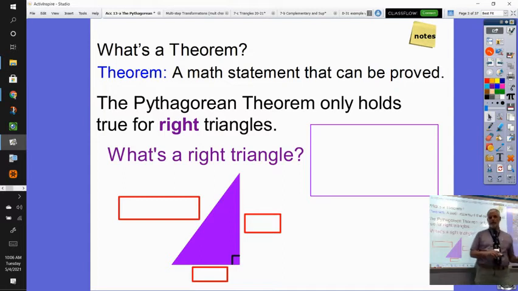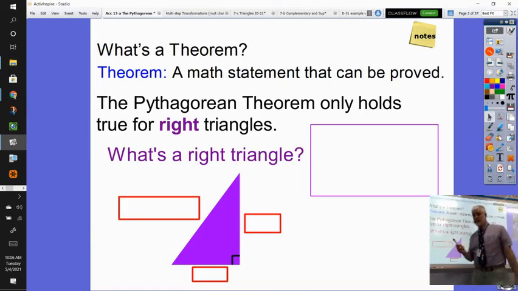So what is a theorem? You'll do a lot of this stuff in geometry in high school. A theorem is a math statement that can be proved. So something that you can do a proof to show that it is true. And there are lots of ways to prove the Pythagorean theorem. Again, you can look that up if you like. We'll talk a little bit about one of them here in a little bit.